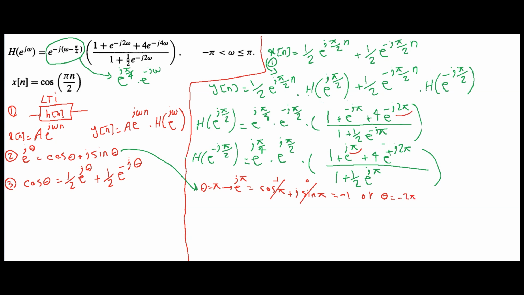Or if we set theta equal to minus 2 pi, e to the power of minus j2 pi becomes cosine minus 2 pi plus j sine minus 2 pi. Since sine minus 2 pi is 0 and cosine minus 2 pi is 1, the result is 1. In the same way, we compute the other two cases as well and substitute them into the frequency response. The result inside the parentheses in both cases becomes equal to 8.